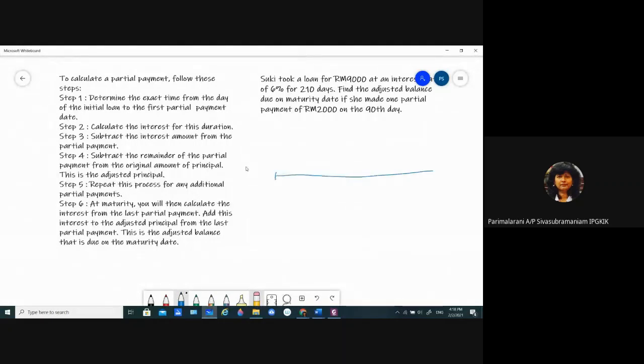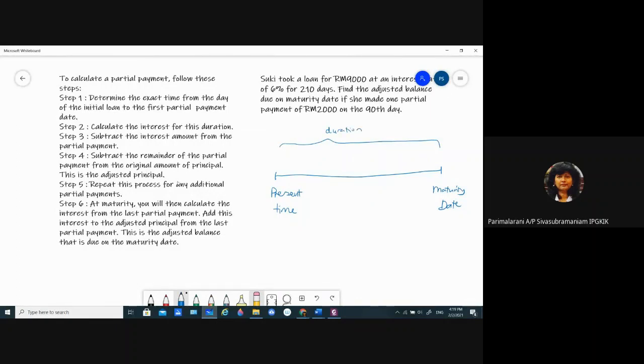Let's draw a line here. Say this is the day of the initial loan, or this is the present time. This is the end time. This is when your loan matures. We also use the term maturity date. That means this is the date you must settle your loan. So you have this time, say this is the duration of your loan.